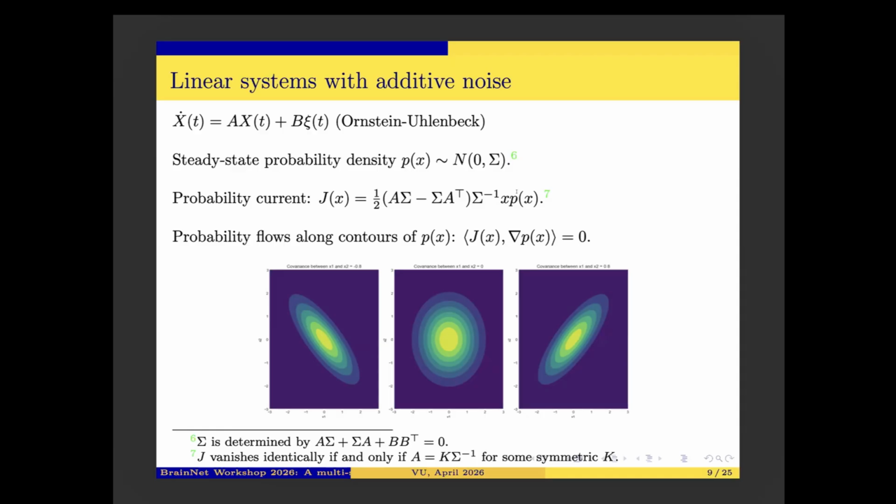Another observation is that if you calculate the inner product between the probability current at some location and the gradient of the probability density at that location, it's 0, so they're orthogonal. It means that at every point in state space, these are the contours of the probability density, and the current is always along these contours. These are just different examples of different sigmas. The probability always flows like this.